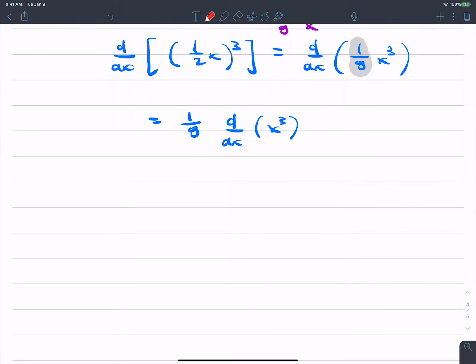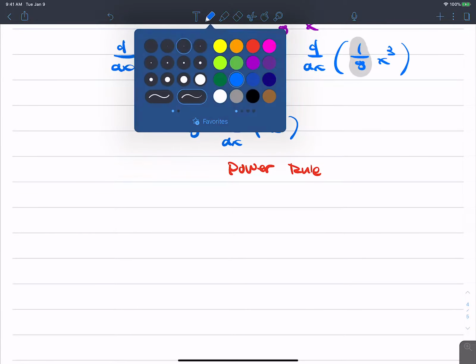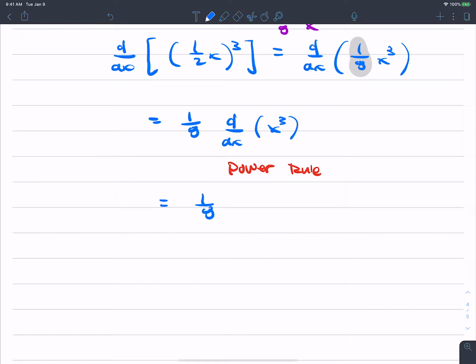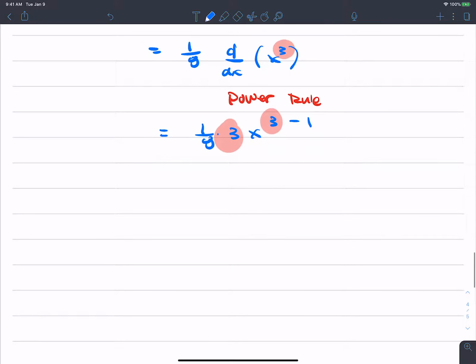Here's where we use the power rule. 1/8. Now remember power rule? You said, I think I know what that is. You power x, power minus 1. And this is 3 and 3. So you end up here with 3/8 x to the second power. And notice there is no simplification of this. This is 3/8 x to the second power. So you're done.